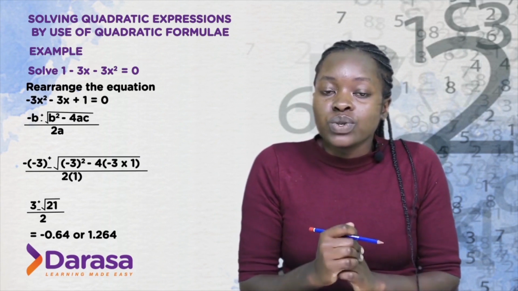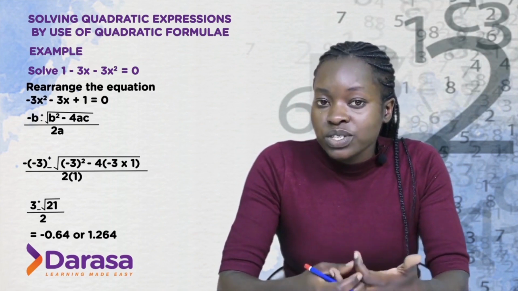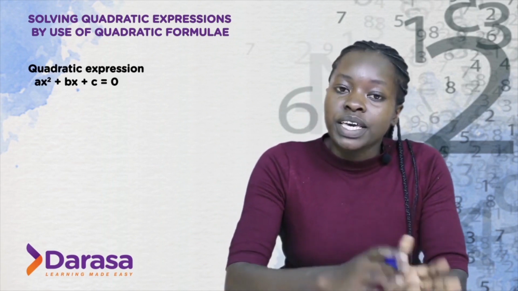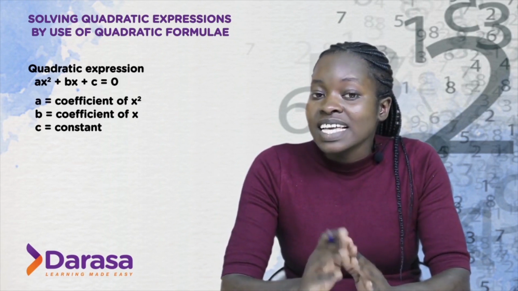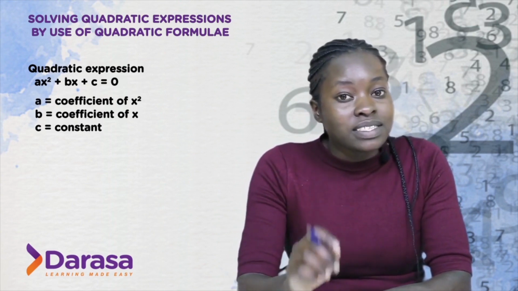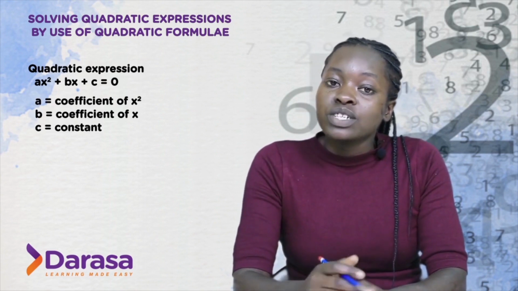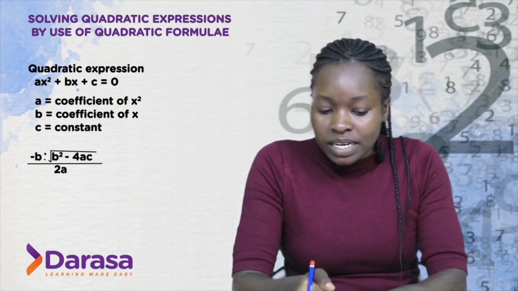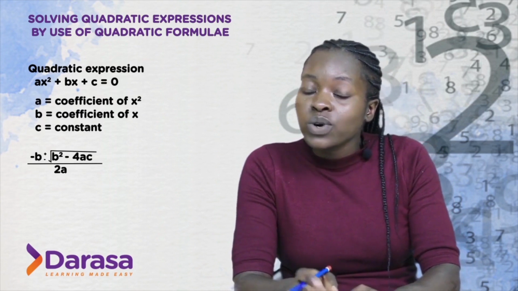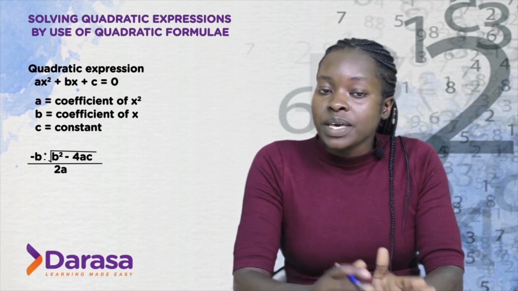You just must know how your expression usually appears. We said a quadratic expression is usually in the form ax squared plus bx plus c is equal to 0. So you have your a, b, and c, where a is the coefficient of x squared, b is the coefficient of x, and c is a constant. And remember, a, b, and c are usually constants. So after identifying your a, b, and c, you write your quadratic formula. Your quadratic formula is negative b plus or minus the square root of b squared minus 4ac, everything all over 2a. So you replace your a, b, and c.